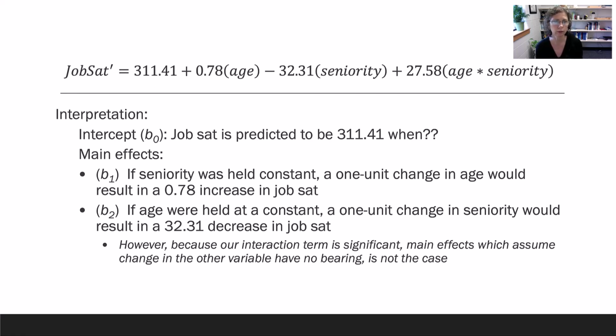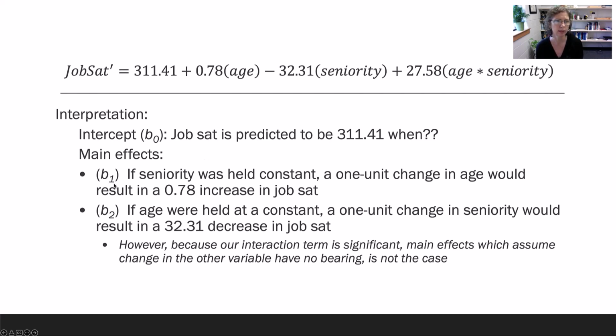So what were the means for these two? Well, it's in the notes on the PowerPoint. The mean was about 19 and a half years old, and seniority was almost 6 years. So for participants at about 6 years with the company and about 19 and a half years old, job sat was 311.41. We had always said before that B sub 0, the y-intercept, is when the predictors are at 0. But we changed where the predictors are 0 when we mean-centered those terms. So keep that in mind.